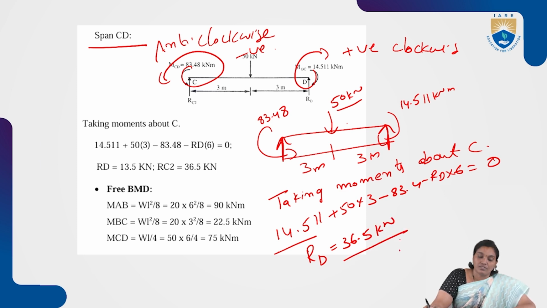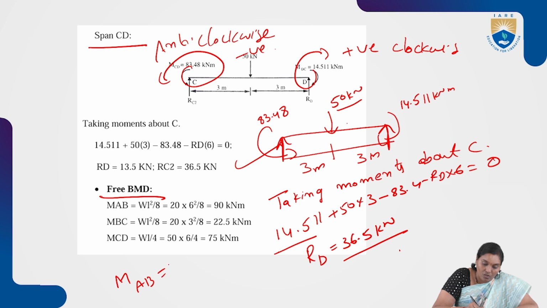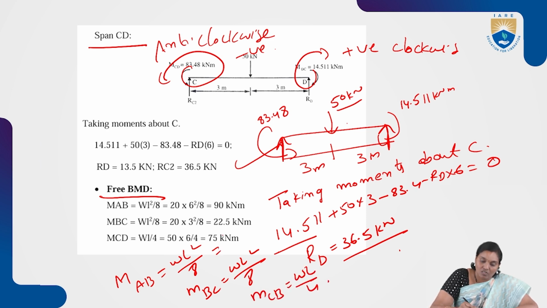So that is the shear force calculations. Now move on to the free bending moment diagram. For AB, it is WL square by 8, MBC is WL square by 8, and MCD is WL by 4. Here W is 20, L is 6, so this is 90, and here L is equal to 3, that is 22.5 kilonewton meter. Here it is 75 kilonewton meter.